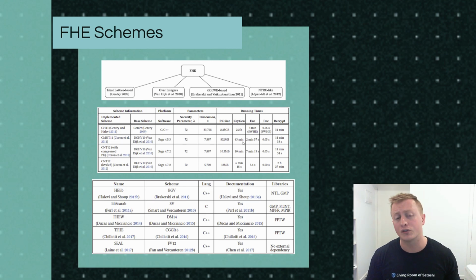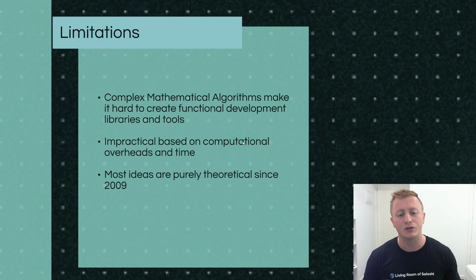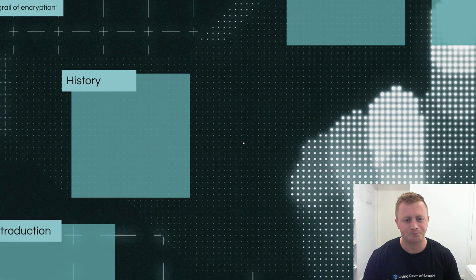I checked it out I think 2 days ago, and there was an update on their GitHub very recently. So that's awesome that it's being kept up to date, as obviously we come up with better ways to go about solving this problem. So the limitations, like I said, complex mathematical algorithms make it hard to create functional development libraries and tools. It's impractical based on computational overheads and time at the point in time. And it's mainly theoretical. So there's 5, 10, 15 schemes out there, but none of them have been able to actually be implemented on any problem because it's all very purely theoretical.